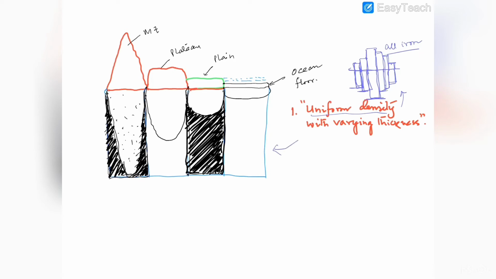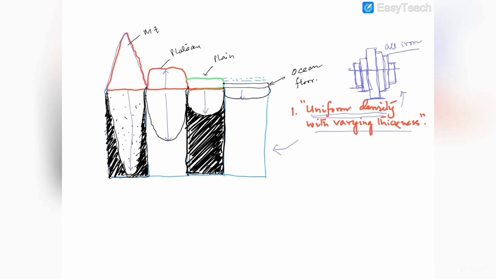As the Himalayan height is too high, its root is very big. Plateau height is less, so its root is of less depth compared to Himalaya. So is with plain and the ocean bottom. Hence the idea, uniform density with varying thickness.